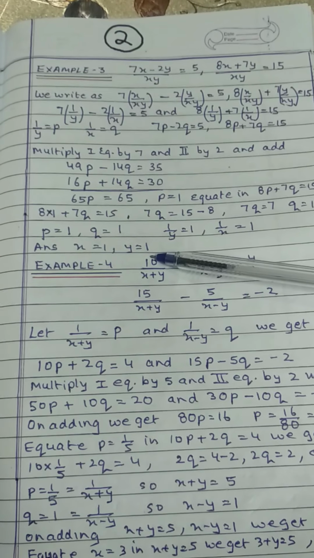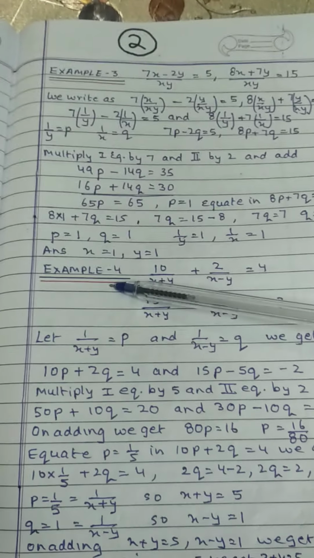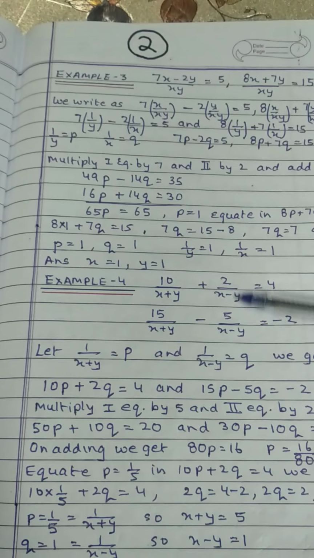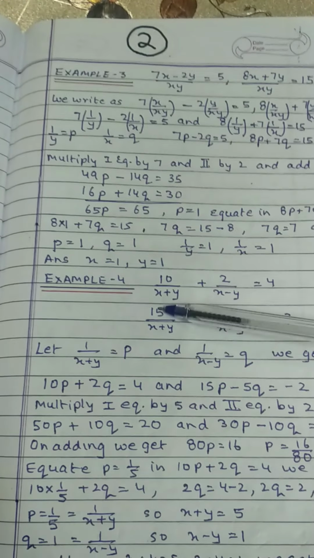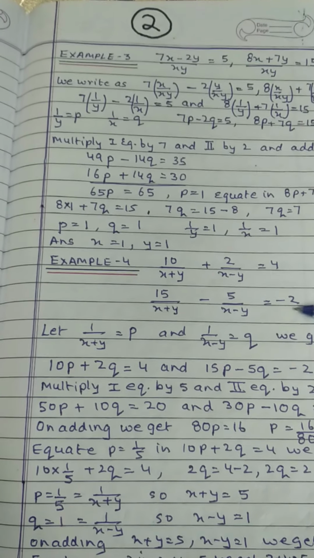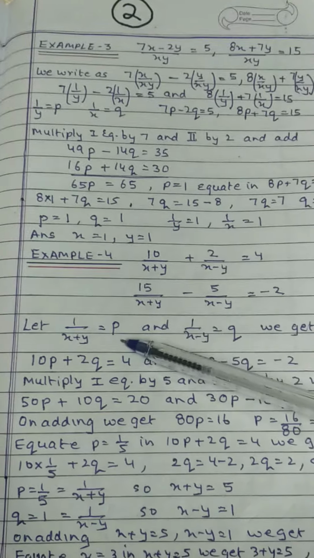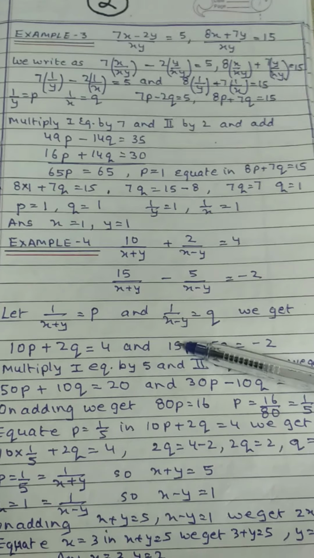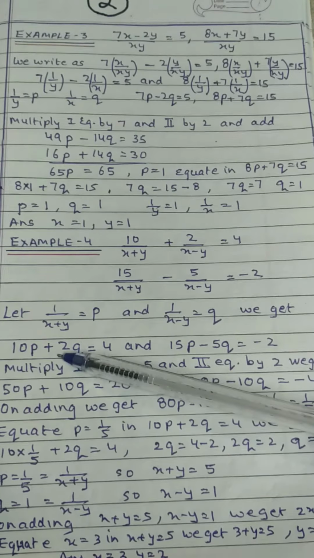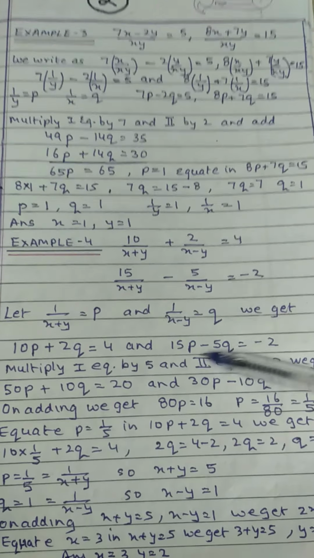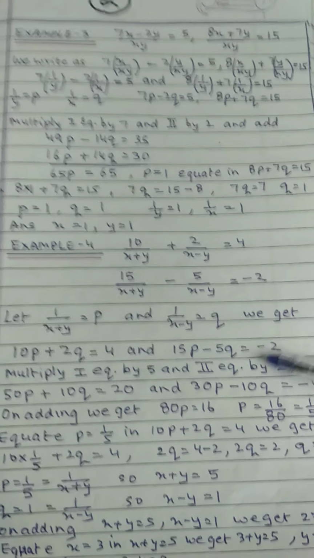Example 4. 10 over x plus y plus 2 over x minus y is 4. 15 over x plus y minus 5 over x minus y is 2. We consider 1 over x plus y as p and 1 over x minus y as q. We get the linear equations 10p plus 2q equals 4, 15p minus 5q equals minus 2.